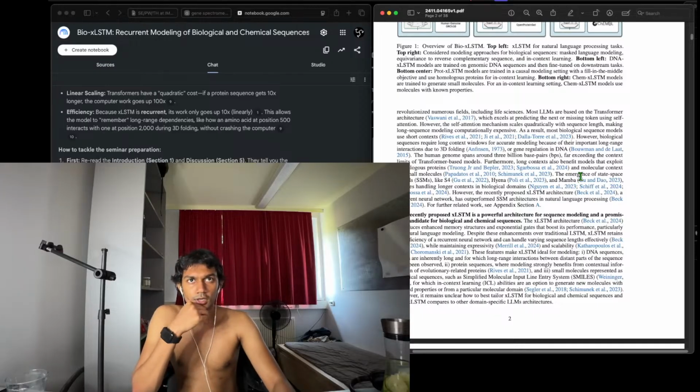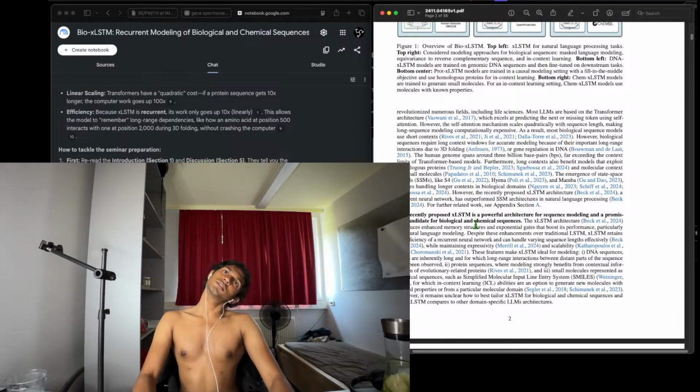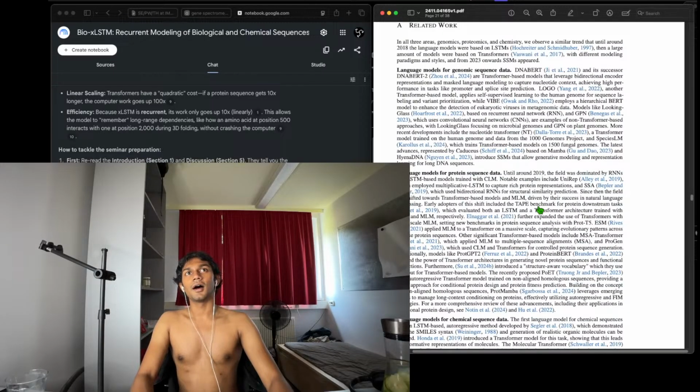In the molecular context, for small molecules, the emergence of state space models like S4 and Mamba enables handling longer context in biological domains. However, the recently proposed xLSTM architecture, a recurrent neural network, has outperformed SSMs in natural language processing. For further related work, see Appendix Section A. Can I just click and go there? I can.